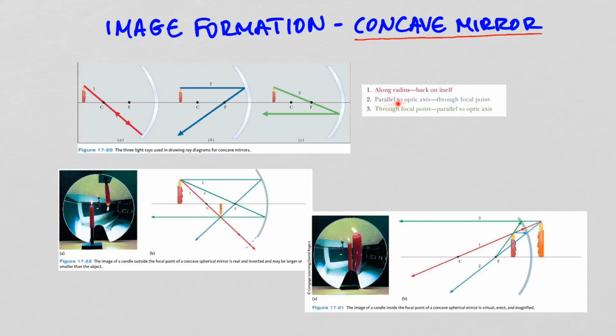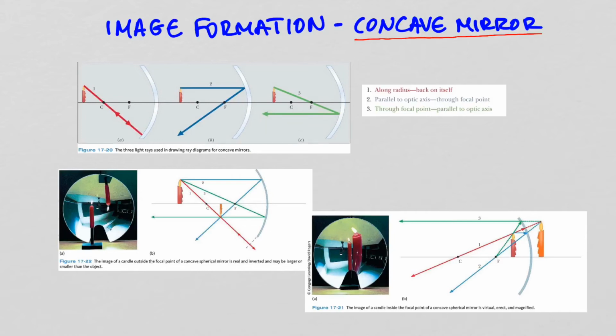Light ray number 2 is parallel to the optic axis, and after reflection is going to pass through the focal point. So light ray number 2 is incident upon the mirror parallel to the optic axis, and after reflection passes through the focal point F. Light ray number 3 passes through the focal point, hits the mirror, and it reflects parallel to the optic axis. So light ray number 3 passes through the focal point, reflects from the mirror parallel to the optic axis.